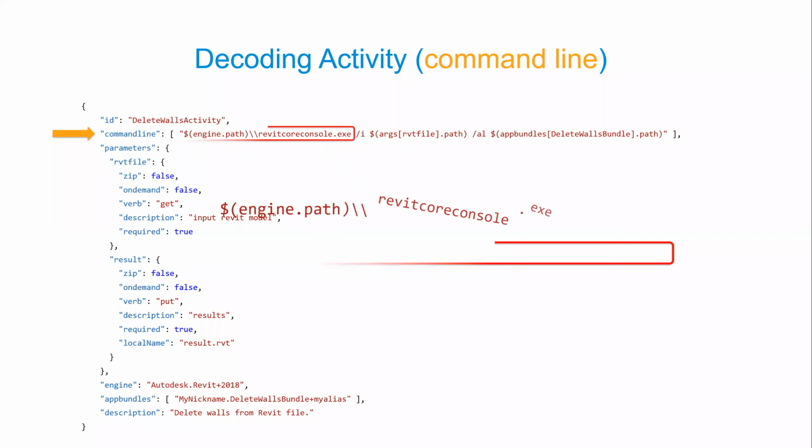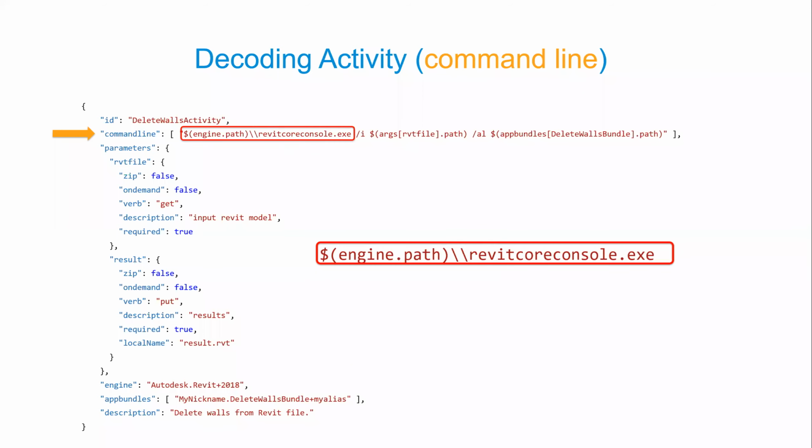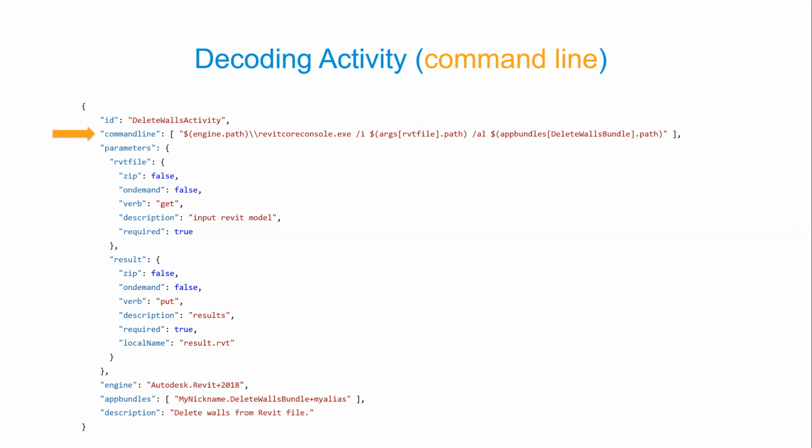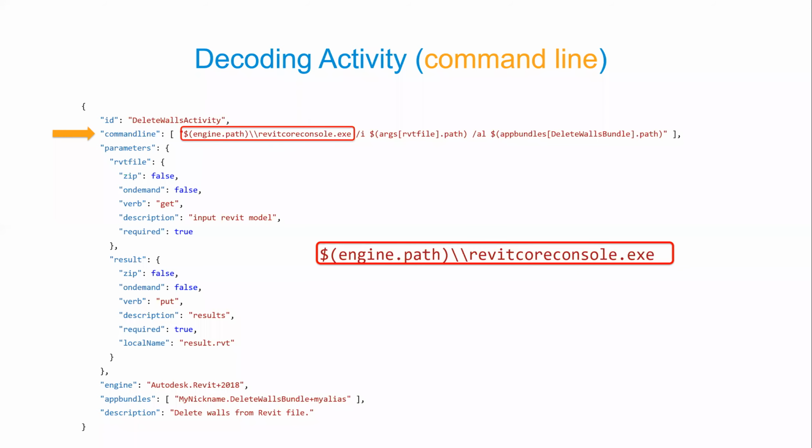Okay. The command line field is the command that is run on the worker machine when the job runs. We start with Revit core console.exe. For Revit, this is the only executable available out of the box for you to run. I believe Inventor and AutoCAD have more than one executable that you could run, but in Revit, this part of the syntax will always remain the same.